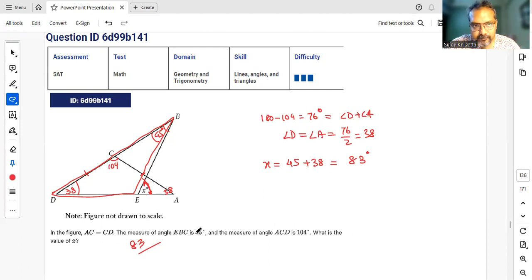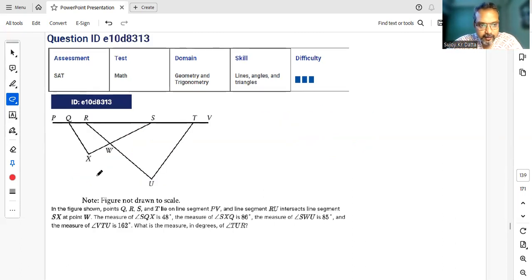Okay, let's go on to the next one. So we have a figure with two triangles, and they're all on a straight line. Angle SQX is 48. SXQ is 86. SWU, this one here, is 85. And VTU, this here, is 162. They're asking you to figure out the angle TUR, so this one.